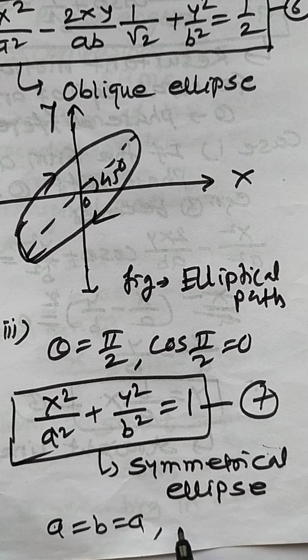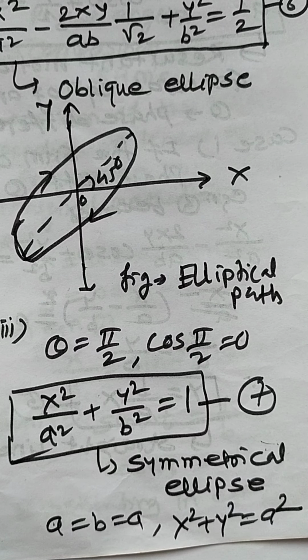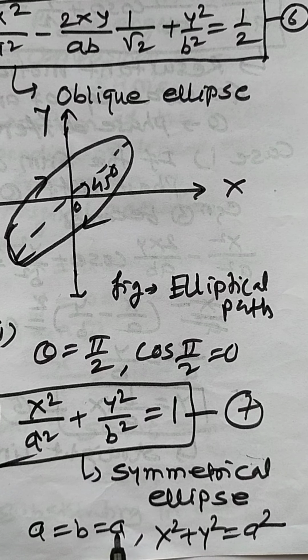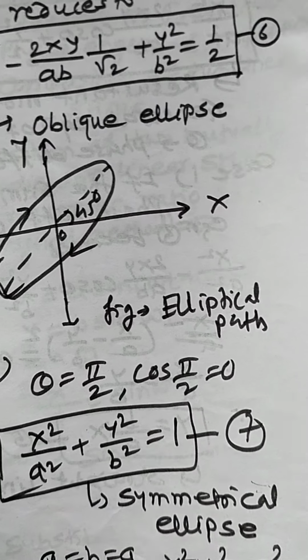Okay, and we write x squared plus y squared is equal to a squared, which is the equation of the circle, so here the resultant motion is circular. And so therefore here we write elliptical and circular path.